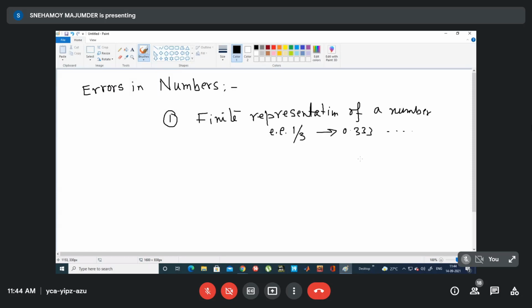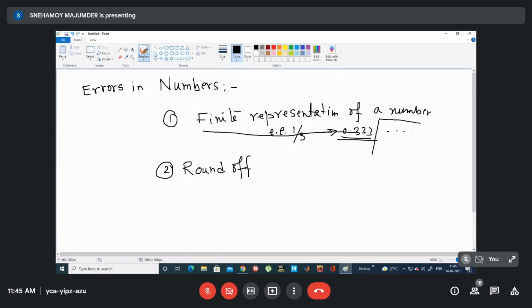Even if you don't round off, you simply cut. Then you do the finite representation. So you cannot go up to infinity, up to 10 to the power 90, that is 9, up to 99 you have gone, which means there is some error. So a finite representation is causing error in numerical analysis. Number two is what Rishabh told, the round off error.